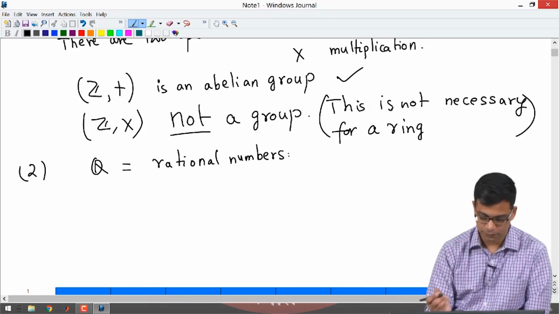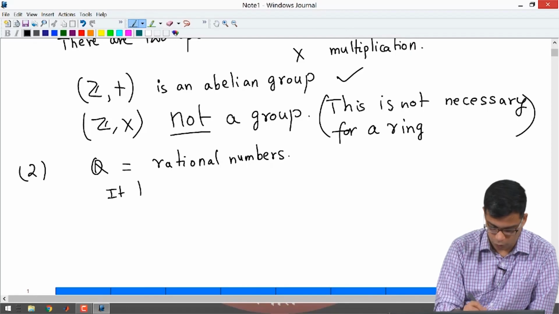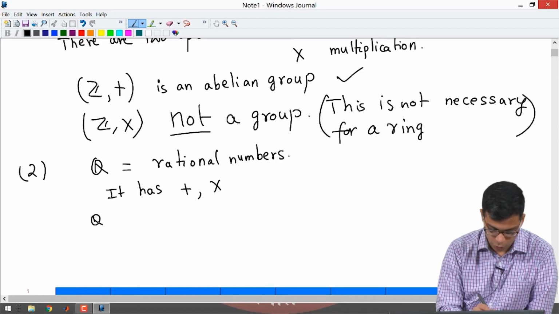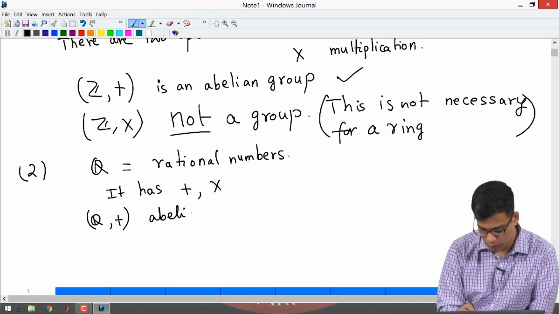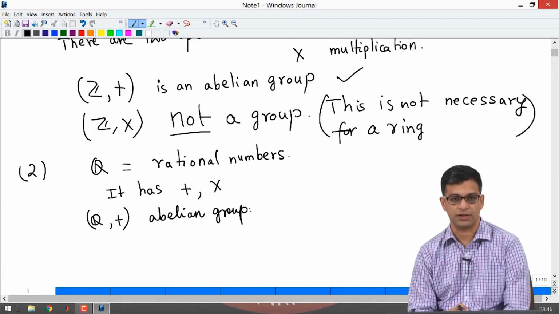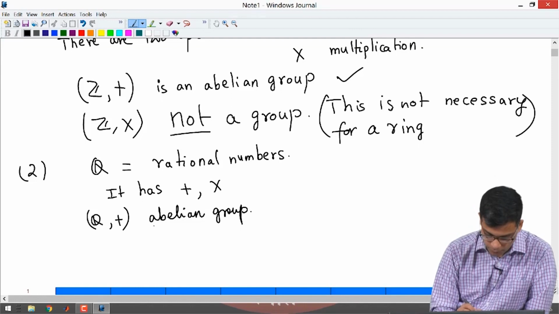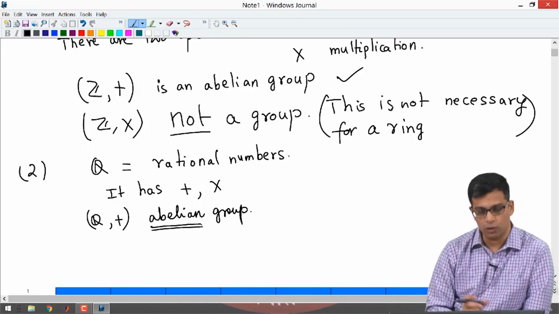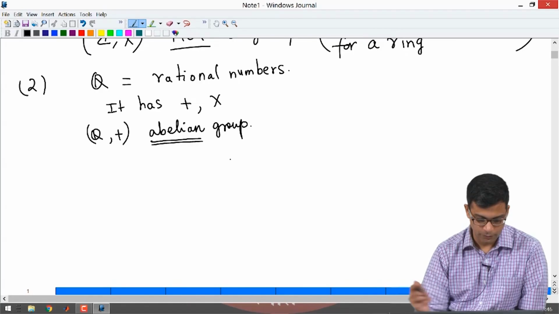Is this a group? Is this a ring? Let us see. So, clearly Q has 2 operations, plus and multiplication. Q under addition is an abelian group, right. If you add 2 rational numbers, you get a rational number, there is a 0 element, every rational number has an inverse, it is associative. And remember also I am noticing that it is an abelian group. If you have 2 rational numbers, you can add them in either order and you get the same answer.